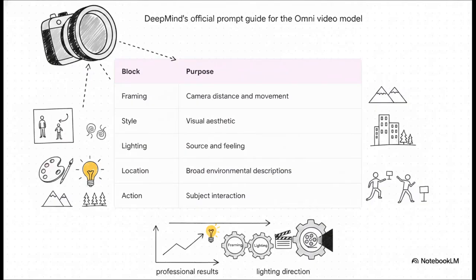So the crucial point here is knowing exactly how to talk to the AI to get those professional, high-end results. DeepMind's official prompt guide for the Omni video model breaks this down perfectly. By intentionally structuring your prompt using 5 specific building blocks: framing, style, lighting, location, and action, you stop getting those weird, random outputs and you actually start directing true cinematic video. Seriously, just one line of lighting direction can change the entire emotional feel of a shot.